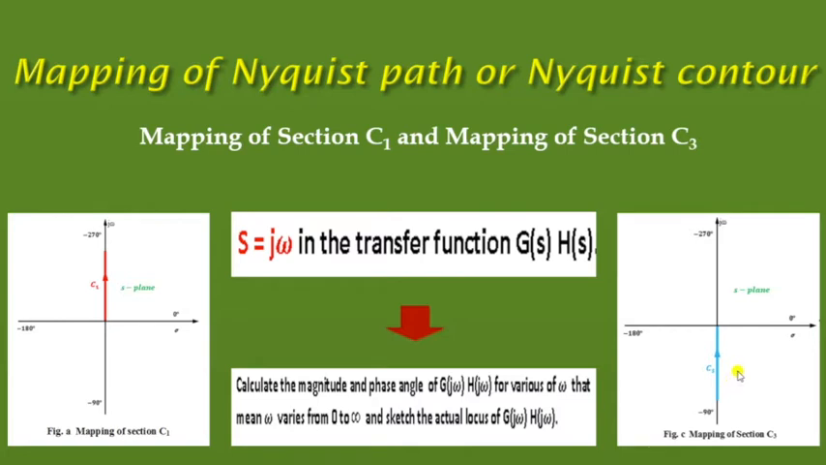The locus is the inverse of the plot of G(j omega)H(j omega). That means the inverse polar plot is given by the mirror image of the polar plot with respect to the real axis. That means these two are mirror images, because the starting and ending points are the same, and they are mirror images with respect to the real axis.